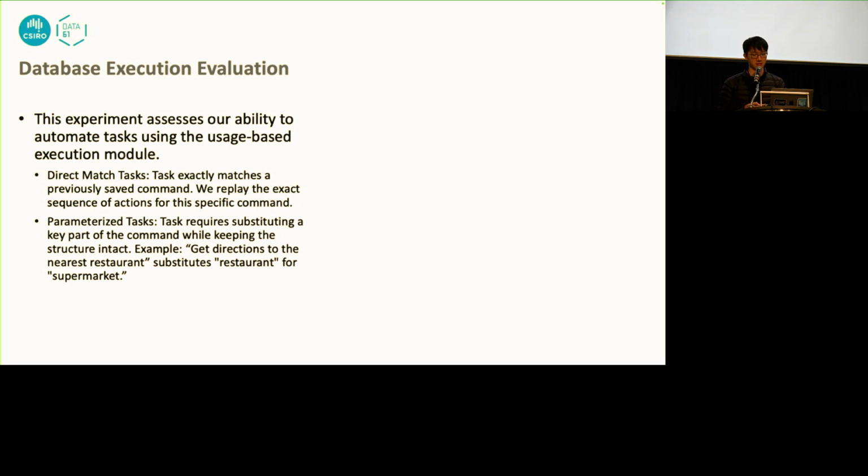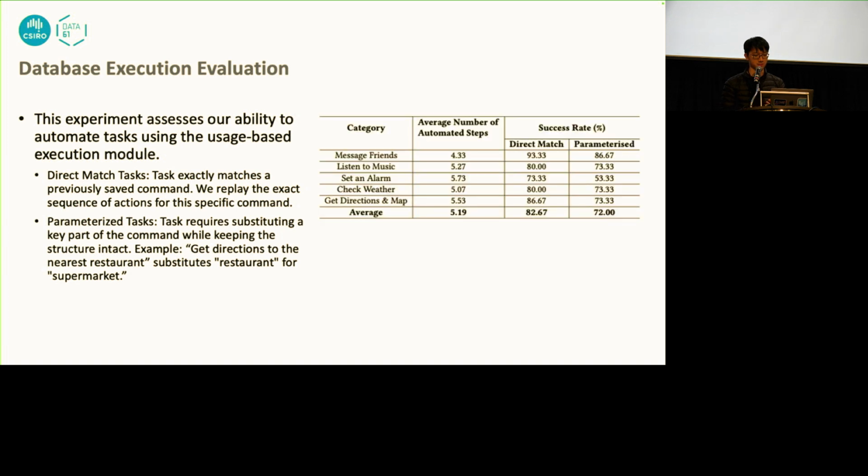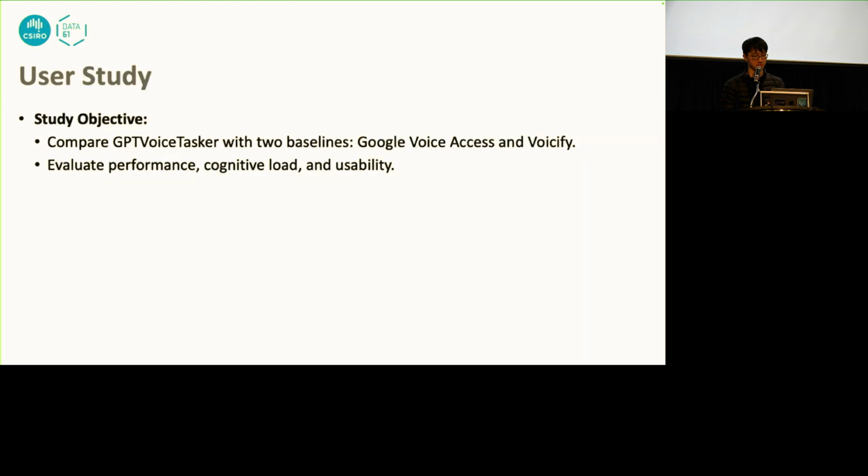So, get directions to the nearest supermarket becomes like nearest restaurant. GPTVoiceTasker successfully completed 82.7% of exact match tasks and 72% of parameterized ones, showing the strongest results in messaging and direction apps. And actually, the more challenging scenarios were with alarm and settings tasks due to the additional complexity in UI elements and also some unexpected pop-ups here.